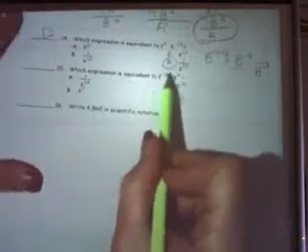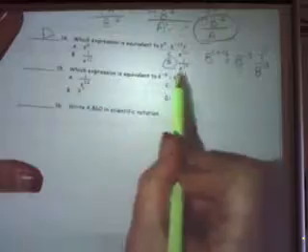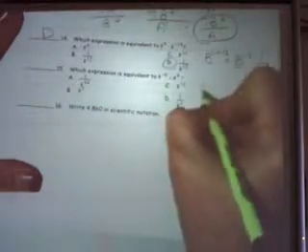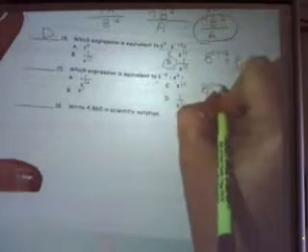15, the same way. Which expression is equivalent to 8 to the -6 times 8 to the 9? Again, I'm multiplying like bases, so I'm going to add the exponents. That's going to give me 8 to the 3rd.